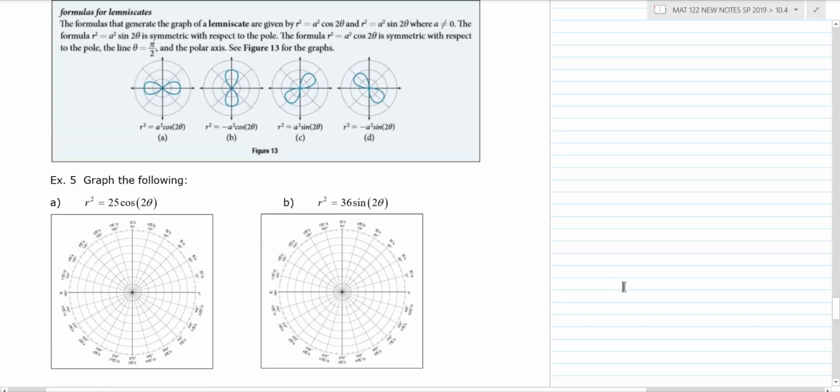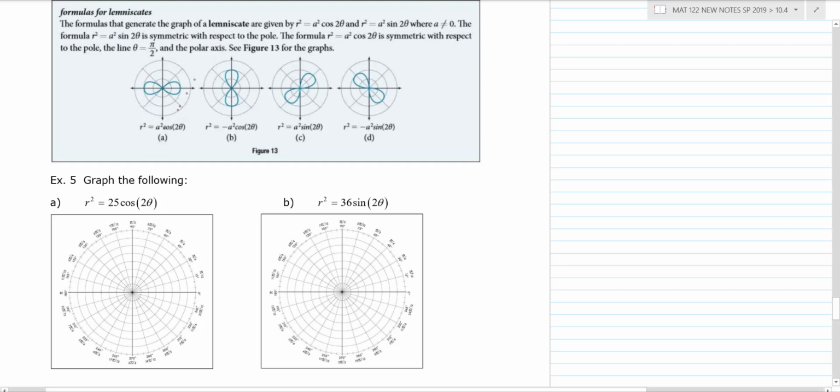Okay, so next thing we're going to look at is a lemniscate. Kind of looks like an infinity. The structure is r squared equals some number squared, cosine of 2 theta or sine of 2 theta. Okay, and it kind of orients itself. You don't have to know all these things right here. It's just good to know the basic shape and then how to do this on your calculator.